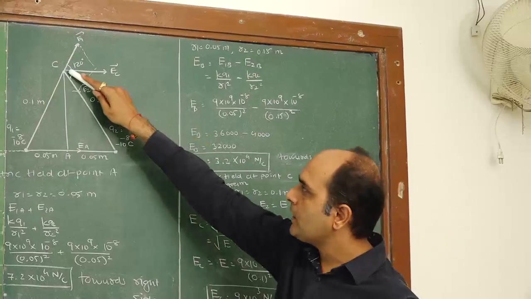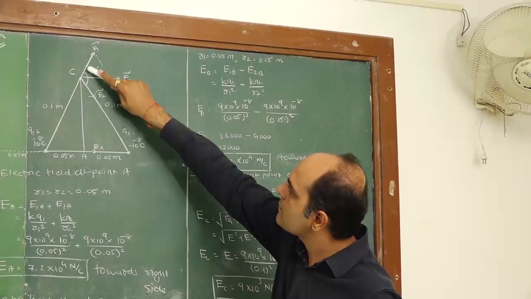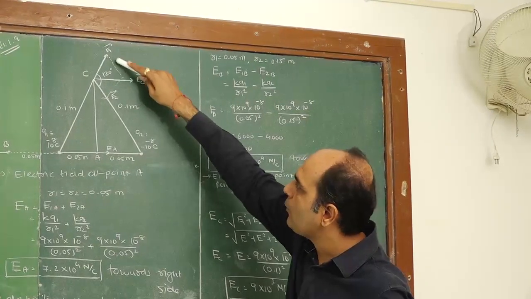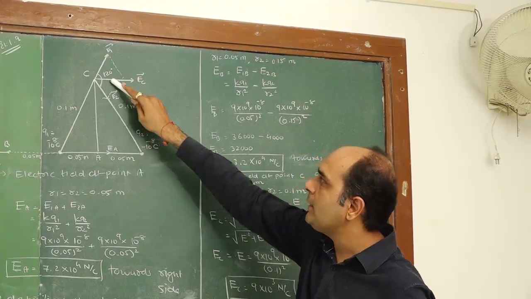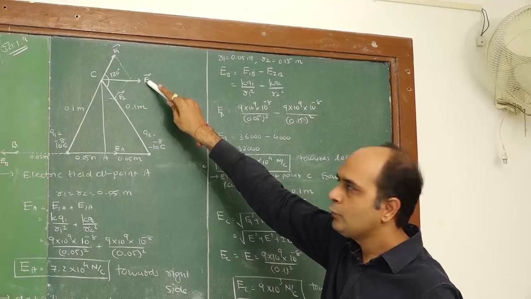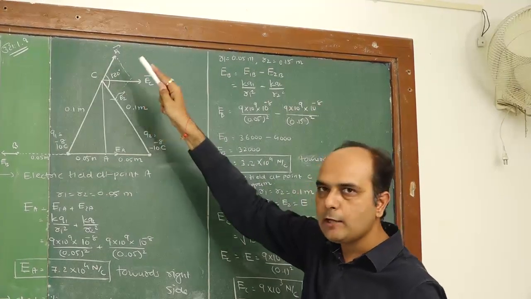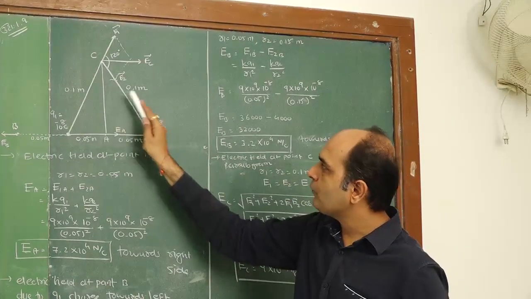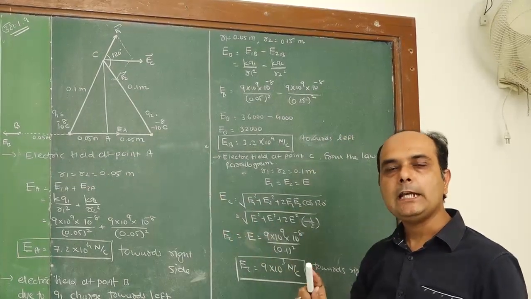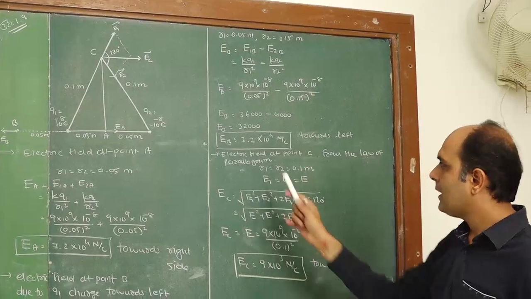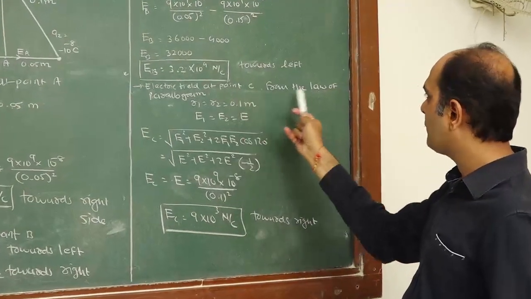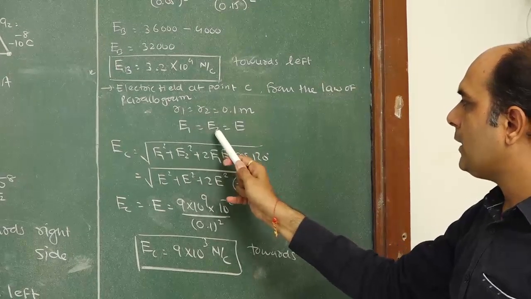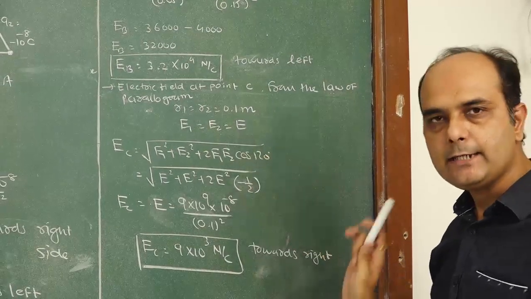At point C, the electric field due to the positive charge is outwards, and due to the negative charge is inwards. E1 and E2 form a parallelogram, so the resultant electric field is produced in a diagonal direction. So the electric field at C can be calculated using the law of parallelogram. R1 and R2 are the same distance, 0.1 meter, therefore the electric fields E1 and E2 are also the same, E.